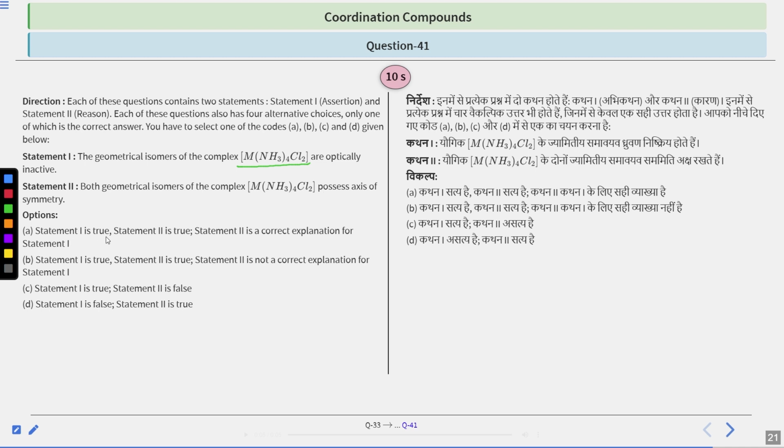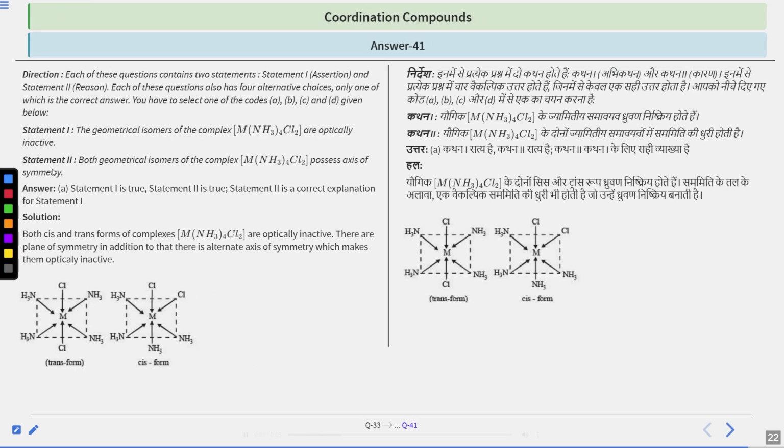Options are: statement 1 is true, statement 2 is true, statement 2 is the correct explanation for statement 1. Statement 1 is true, statement 2 is true, statement 2 is not the correct explanation for statement 1. Statement 1 is true, statement 2 is false, or statement 1 is false, statement 2 is true. You have 10 seconds to think about this question. After that, we will see the answer. Okay, let's see. So the correct answer is option A, that both the statements are true, and statement 2 is the correct explanation for statement 1.